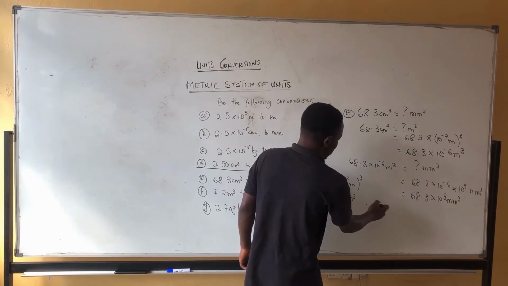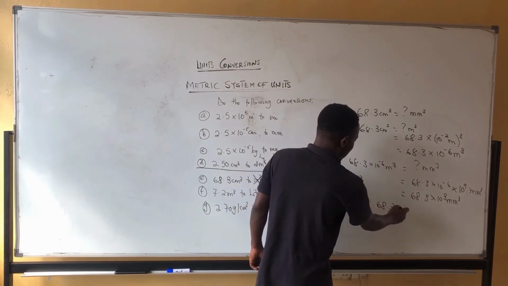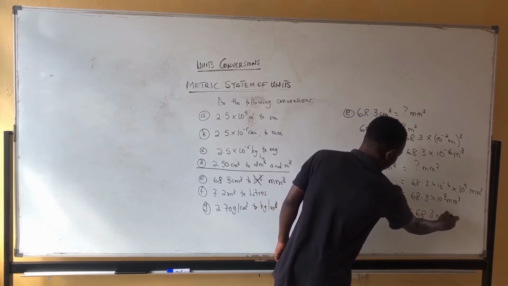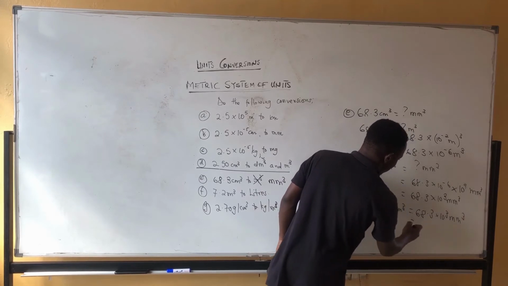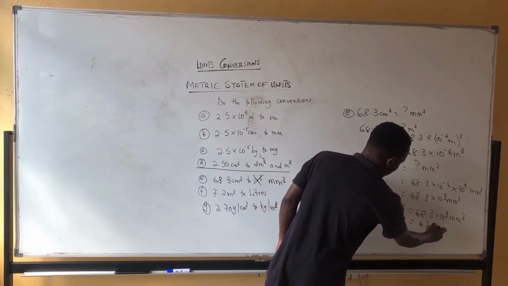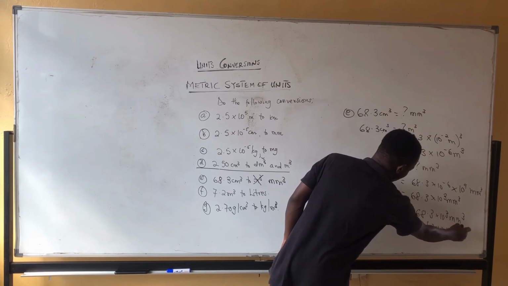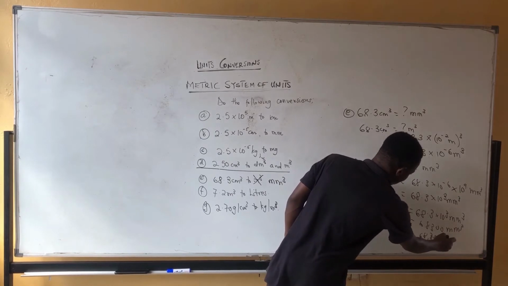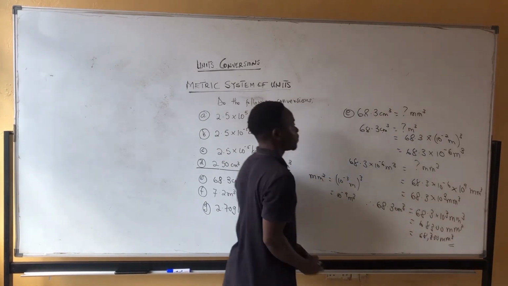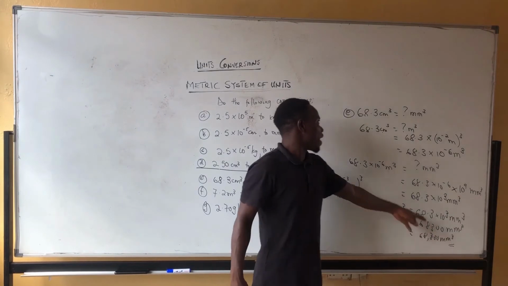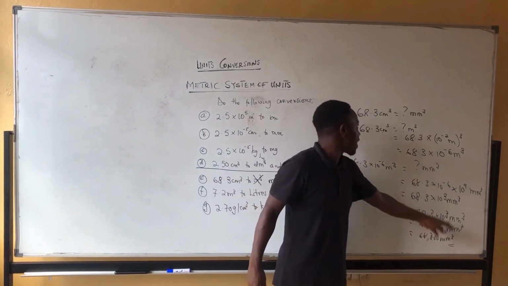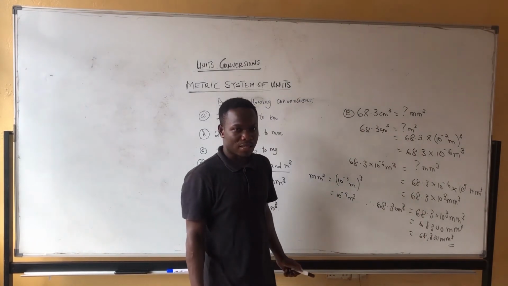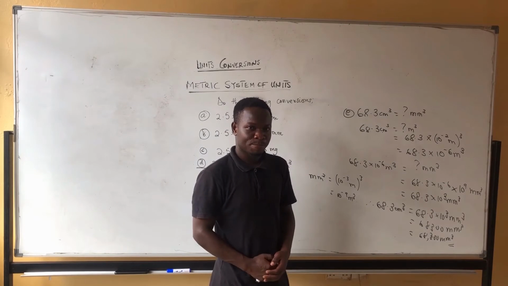Therefore, 68.3 centimeter cube is equal to 68.3 times 10 to the power 3 millimeter cube, or 68,300 millimeter cube. The millimeter cube is smaller than the centimeter cube. So of course, you should expect that the number should be bigger than this, and it is bigger, way bigger than this. So yeah, that is a clue that what you have done is correct.